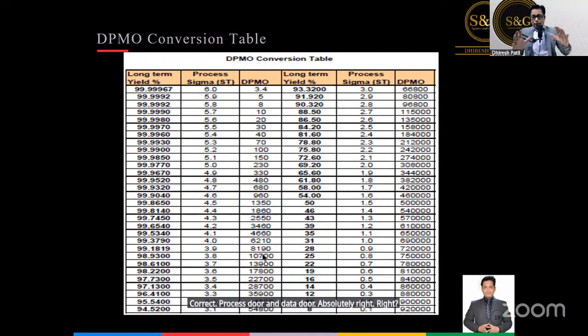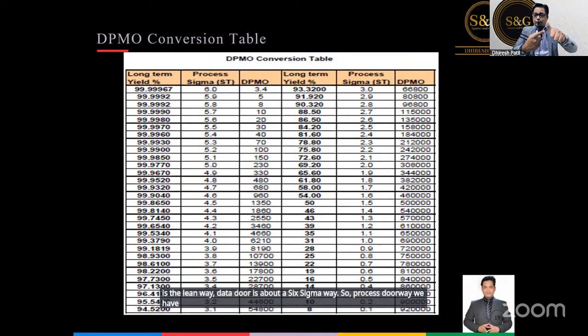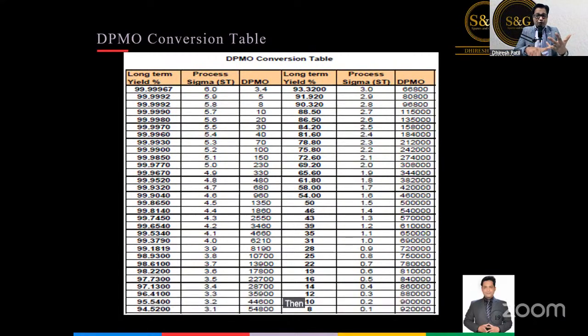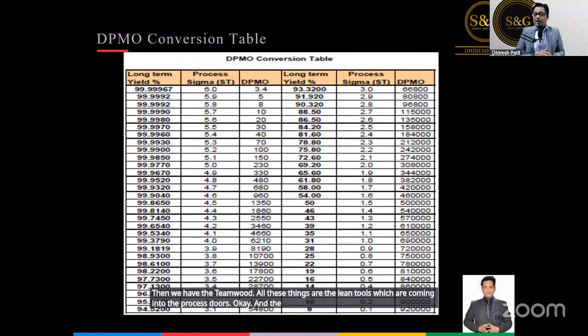So the process door is the lean way, the data door is the Six Sigma way. In the process door we have discussed process mapping, value stream mapping, VA/NVA analysis, value added, non-value added analysis, then we have the Gemba walk. All these things are the lean tools which come into the process door. And in the Six Sigma way, we have the cause and effect diagram, which is nothing but the fishbone diagram. After the fishbone, we do root cause analysis, Why-Why analysis, right? After Why-Why analysis, we do validation of all the root causes through hypothesis testing and regression, right?